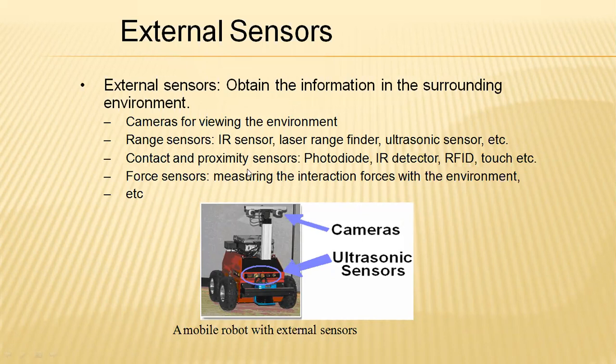Contact and proximity sensors. So contact type and proximity sensors. The best examples are photodiodes, IR detectors, RFID tags, touch, etc. So without having contact, this RFID tag will reveal the entire results. If you have observed our road transportation department also, this RFID tag is compulsory. On any car or any heavy vehicle you observe, this RFID tag will be existing.